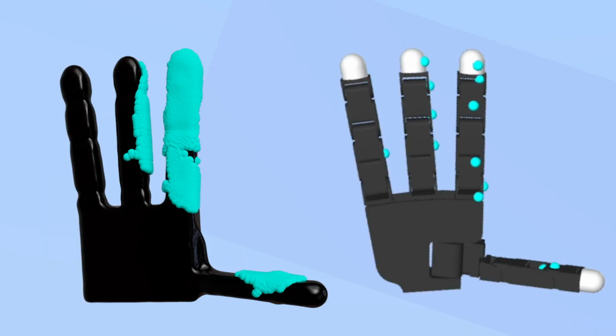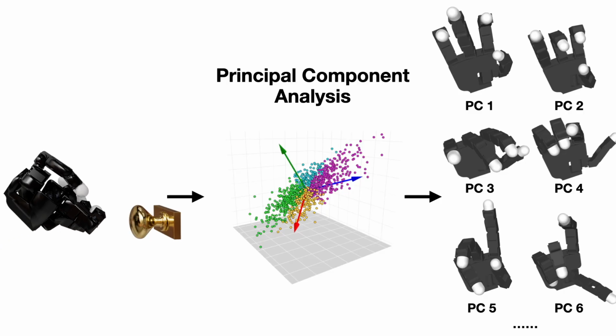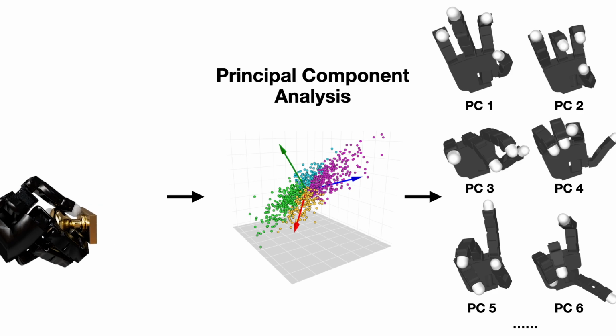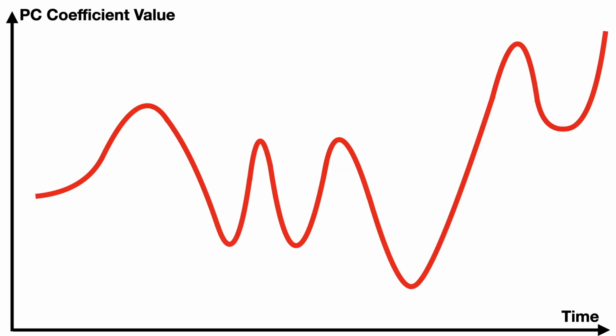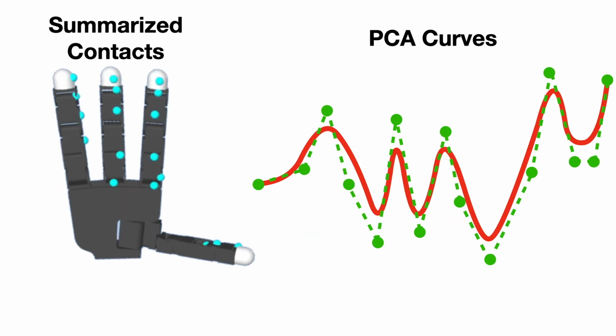We next summarize the contact areas to improve online performance, and then perform a principal component analysis of the retargeted trajectory to transform individual degrees of freedom into more useful synergies. Each time-indexed PCA curve is stored as a B-spline to reduce complex motion to a limited number of control points. PCA curves and summarized contacts are used as controller inputs.